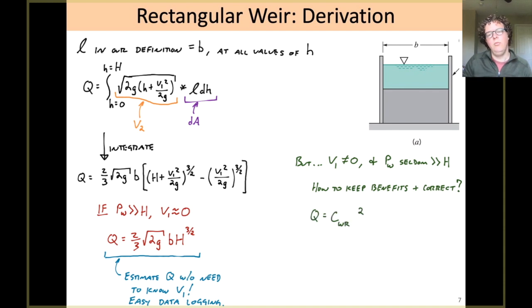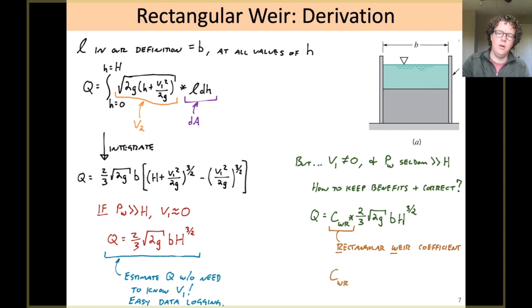And so what we've done in this case is we add this coefficient, and in this case this is called a rectangular weir coefficient. So C for coefficient, W for weir, and then R for rectangular. And this coefficient is a function of the weir geometry itself. So it's a constant 0.611 plus 0.075 times that ratio of height of water, H, to height of weir, PW.